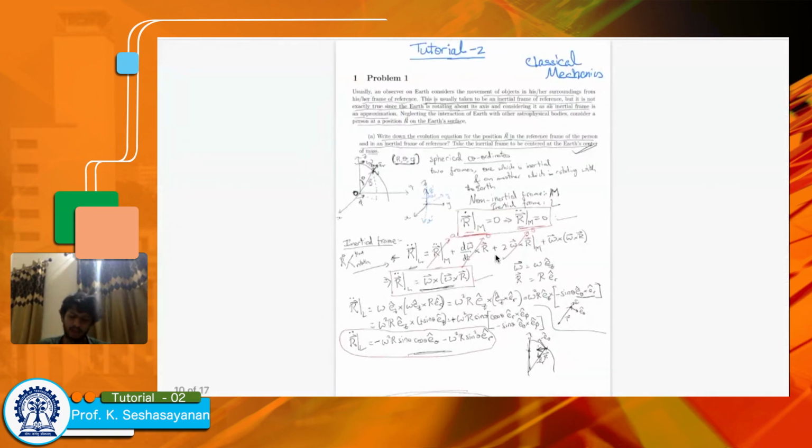With this, we come to the end of the second tutorial, and we will meet again in the next tutorial, where we'll take up problems related to Lagrangian mechanics, and we'll see why Lagrangian mechanics in many cases is preferred over Newtonian mechanics.